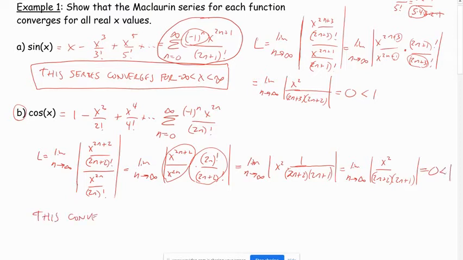Since this is less than 1, this series converges for all real x. That is, x is in between negative infinity and infinity.